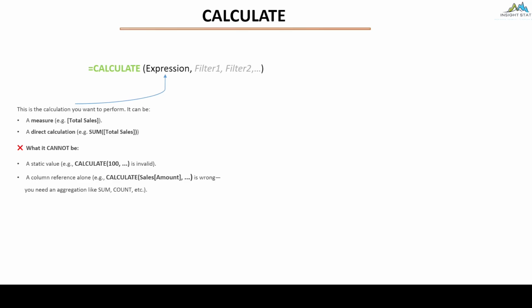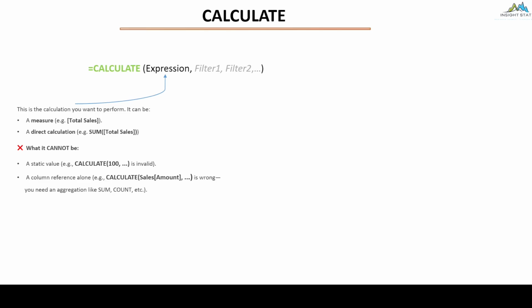It also cannot take a column reference alone. If you give a column reference, for example from the sales table the amount column, with different amounts in it, calculate won't be able to comprehend it. We need some kind of aggregation. For example, total sales is an aggregation. So this expression needs some kind of aggregation; it can be a measure, or we can calculate that aggregation using sum, count, and so on.